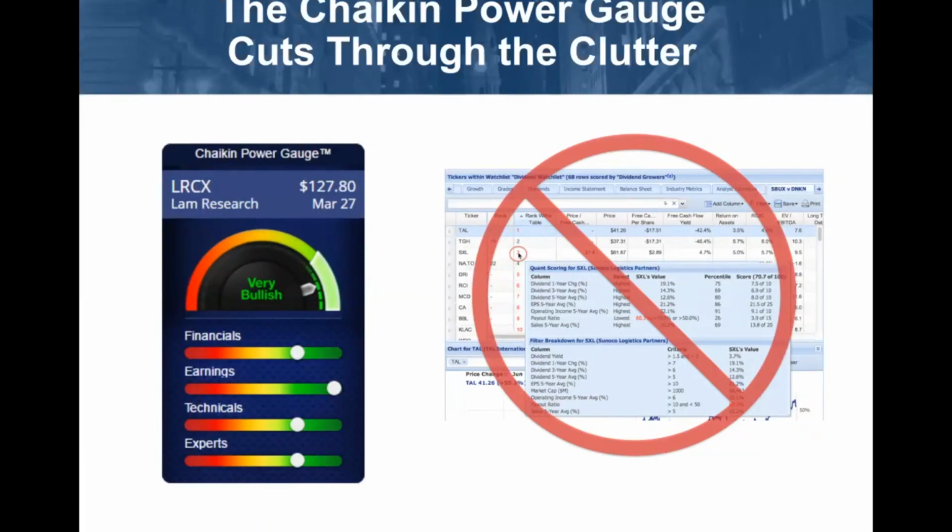We help you cut through the clutter by taking all that ugly fundamental data on the right of the screen, crunching it down to 20 inputs into 4 primary factors. We call that the Chaikin Power Gauge rating. Now, this is a slide that I'm not going to give up easily because I created it for a webinar that I did on March 27th. And we used Lam Research as an example of a stock with a very bullish Power Gauge rating. The stock was 127.80. It traded above 160 today. I think it was 162.